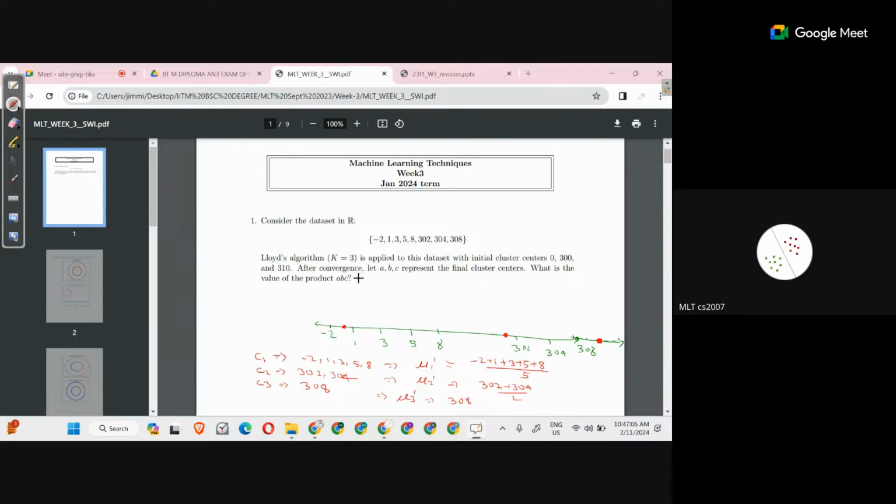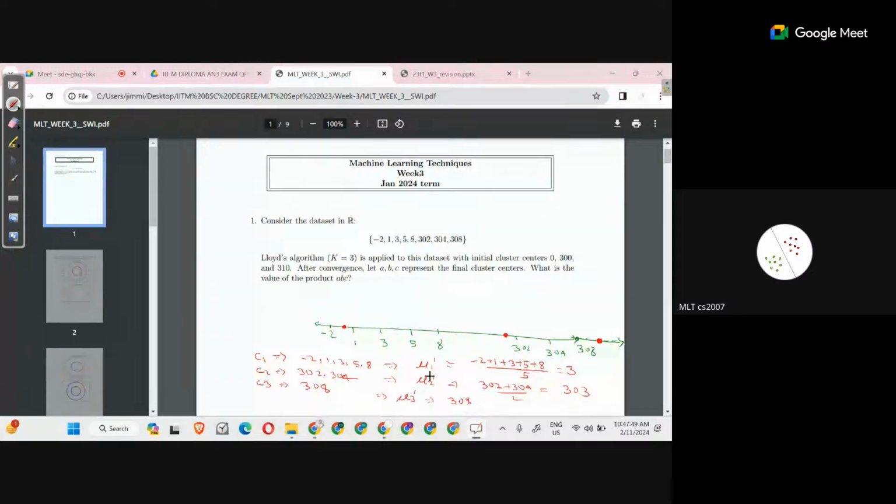The question was asking that after convergence, let A, B, C represent the final cluster centers. So again, we will have to check whether these are the final cluster centers or not. Just by the numbers, we can see that these will be the final cluster centers. Sir, this will not be the final cluster center, because you cannot have both points in your 300s, isn't it? Okay, we'll check. It will be no. 308. Okay.